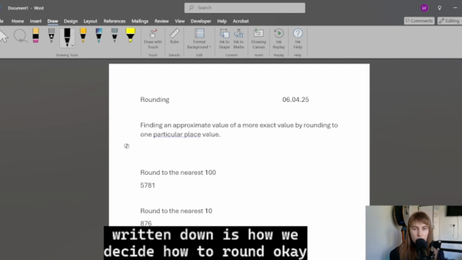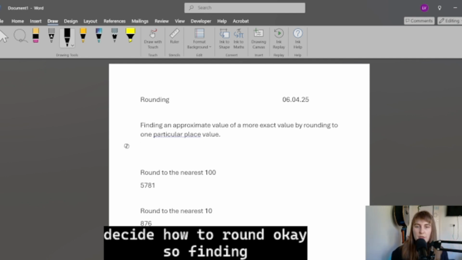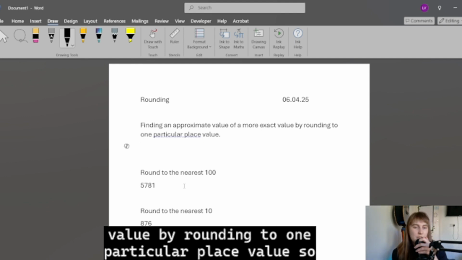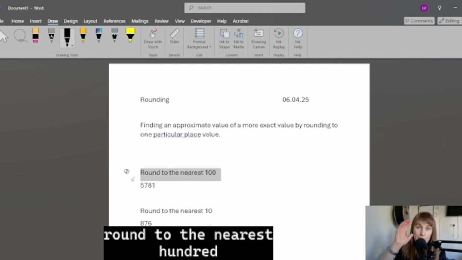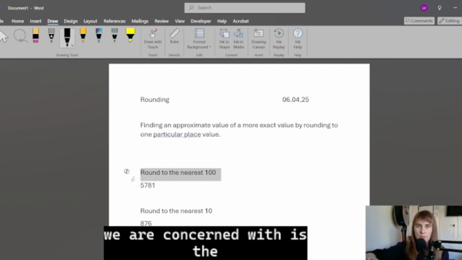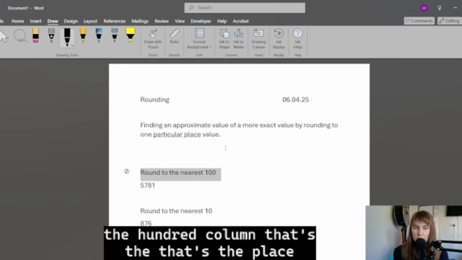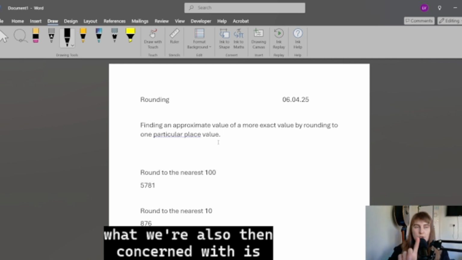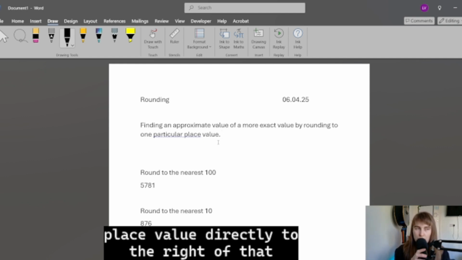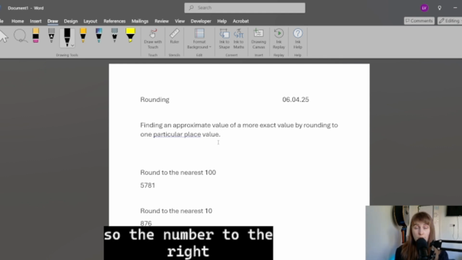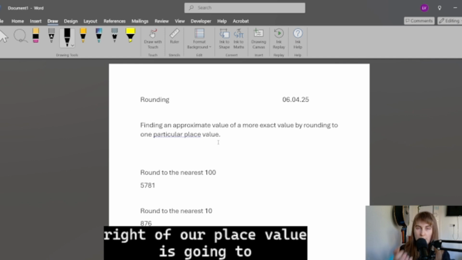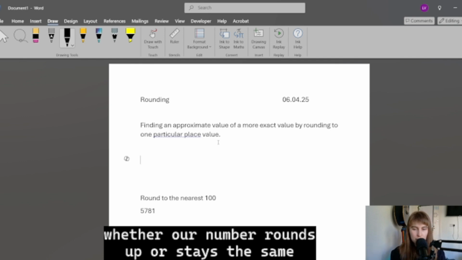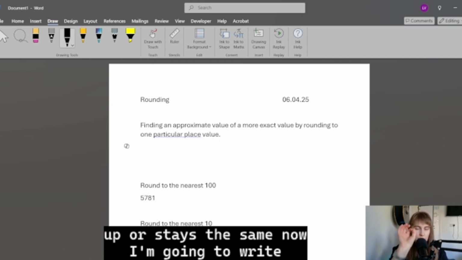Now, of course, what I haven't written down is how we decide how to round. Rounding means finding an approximate value of a more accurate value by rounding to one particular place value. So if the question says round to the nearest 100, the place value we are concerned with is the hundreds column. What we're also concerned with is the place value directly to the right of that number. That number decides whether our number rounds up or stays the same. Now, I'm going to write that down and then I'll show you and explain it.